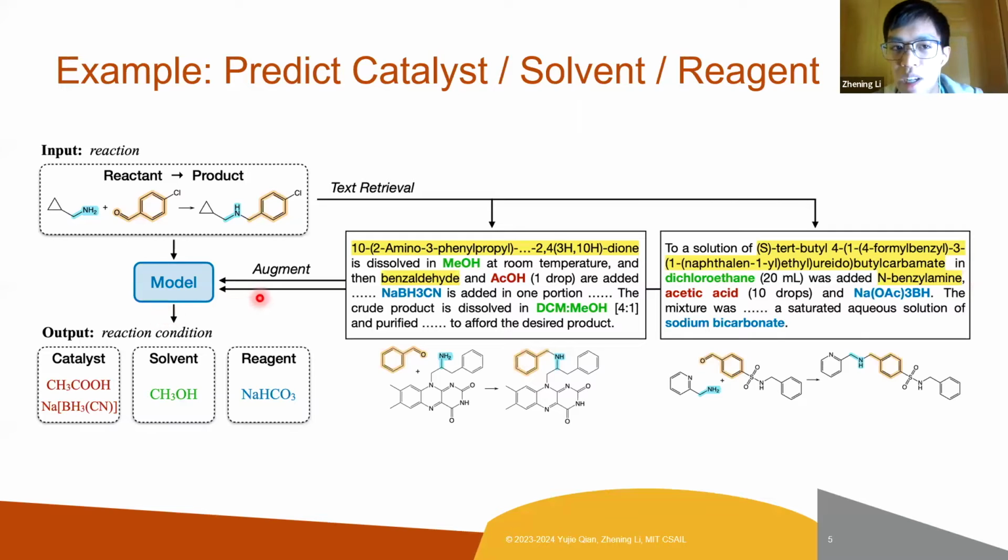This is particularly helpful for reaction condition recommendation because similar reactions or reactions of the similar reaction class often use the same reaction conditions. And in this example shown here, we can actually see that for this input reaction, similar reactions actually use the exact same reaction conditions. So the model in this case can simply read off the corresponding reaction conditions and output those.